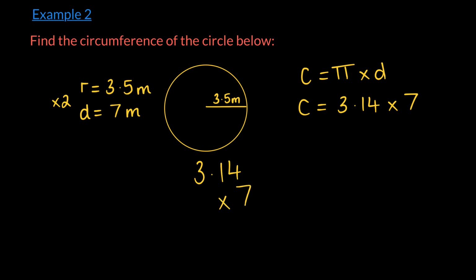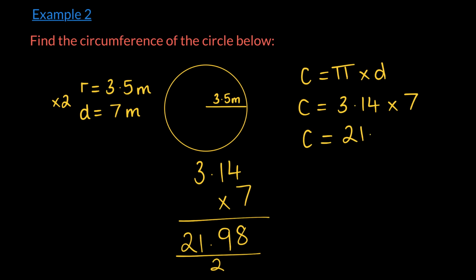If I do it quickly down here, 4 times 7 is 28. 1 times 7 is 7, plus the 2 is 9. 3 sevens are 21. And then remember your decimal point and fill in your final answer. So 21.98, the units are in metres, and that is your final answer. So we're still following that 3-step process of copy down your formula, substitute the numbers in, and then give your final answer with units.